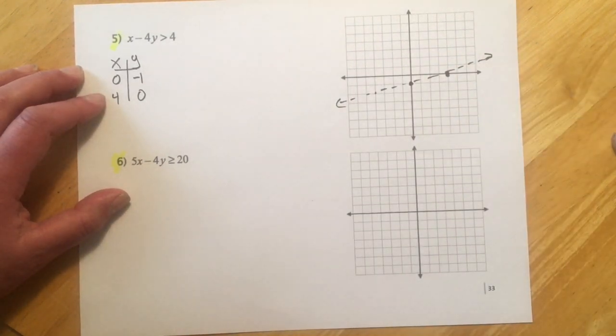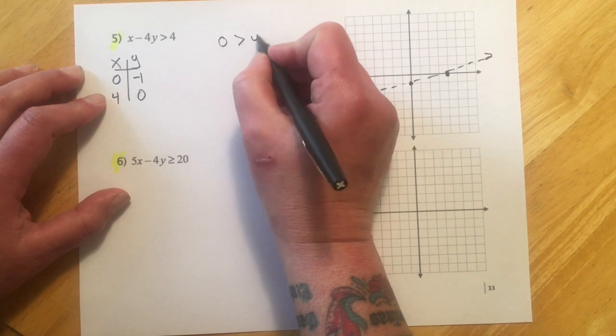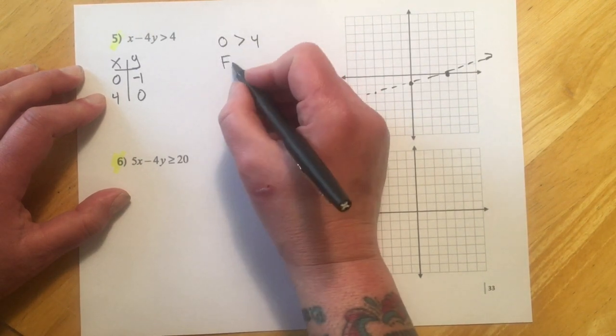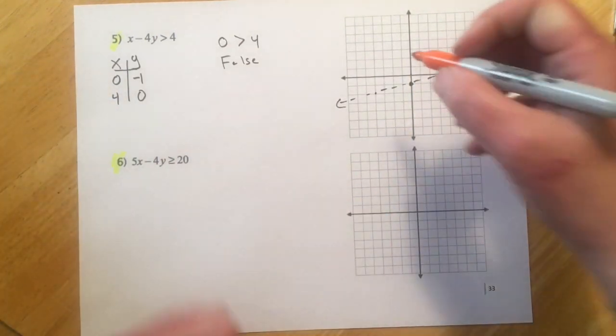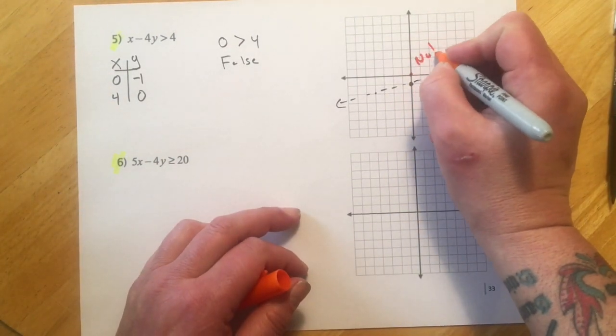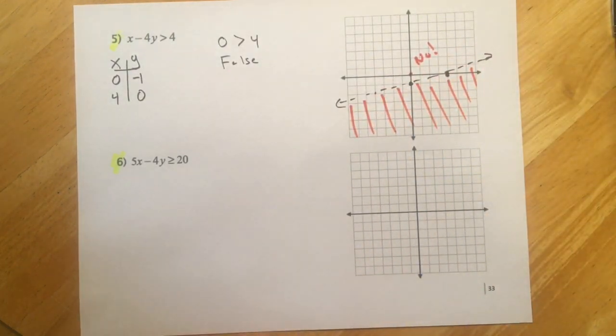And then if I test 0, 0, this whole side will just be 0, and then greater than 4, and that is not true. That's false. So this point right here, that's a no. So no, that didn't work, which means we must be shading underneath there.